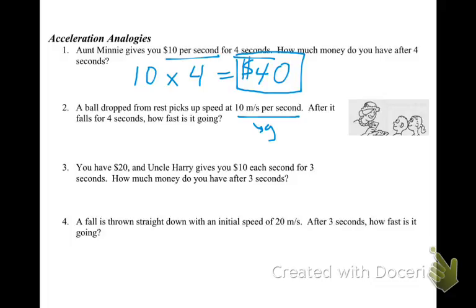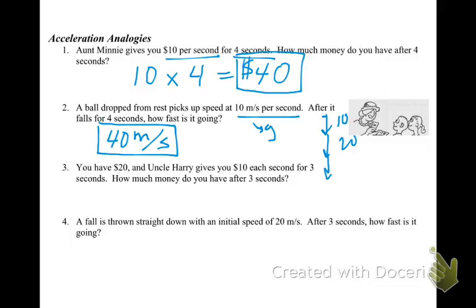So after 4 seconds, how fast is it going? 40 meters per second. Because every second, it picked up 10 meters per second. So we've got our first second, just 10 meters per second. The second one adds another 10 meters per second, and so on and so forth. So that's how these two relate.